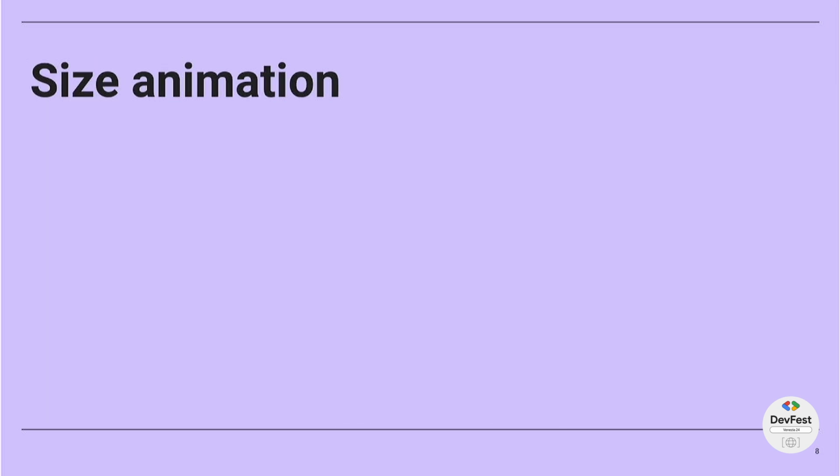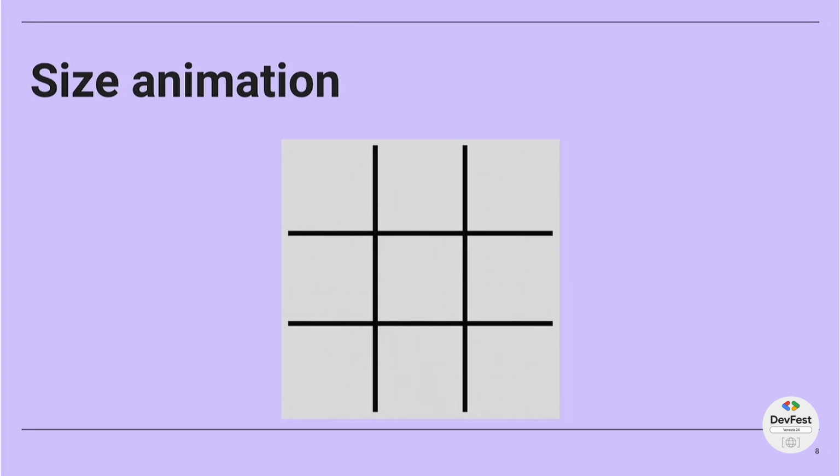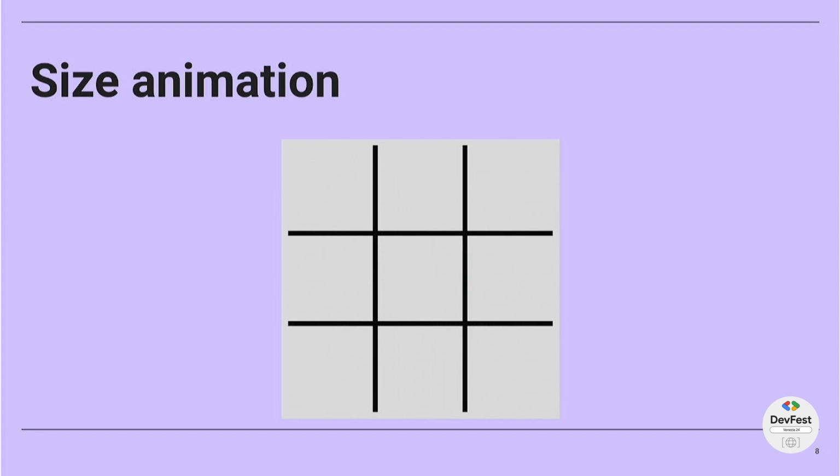Okay, now we have our symbols, but what about the grid? This is how the grid appears. Personally, I would not be very happy to play a game where the grid shows up like this. So let's try animating the grid appearance.